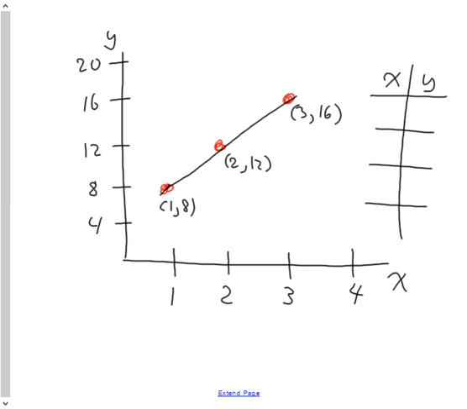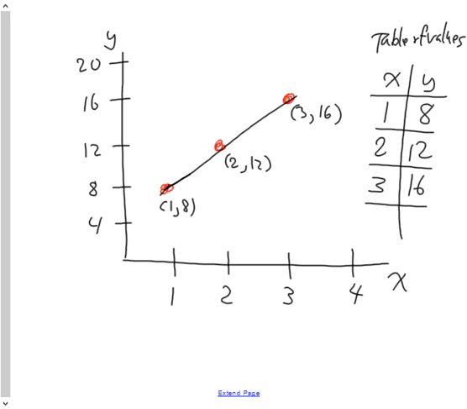So the first point that we have here, 1, 8, if I was to bring it up here and put it into that space, my x value is 1, my y value is 8. So I've taken my ordered pair and I've put it into a table of values. This is called a table of values. My second pair is 2 on the x and 12 on the y. And my final one right here is 3 on the x and 16 on the y. Okay? So those are 3 pairs that we have on our line.